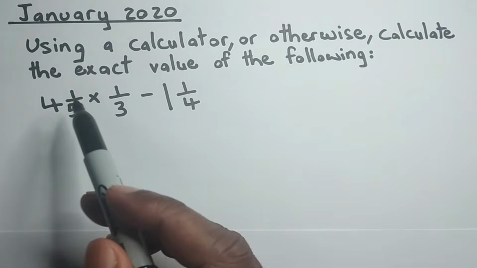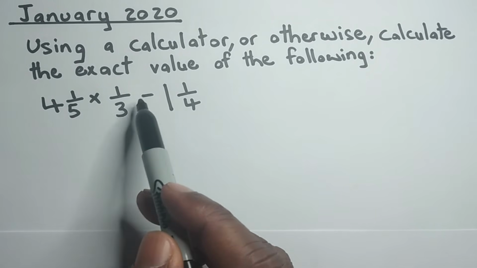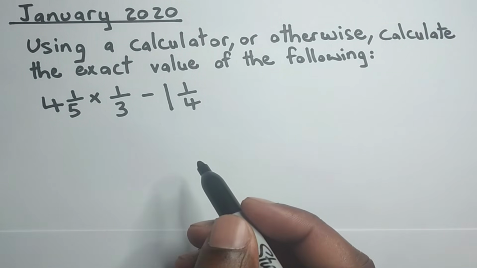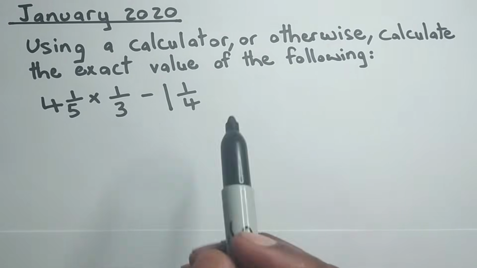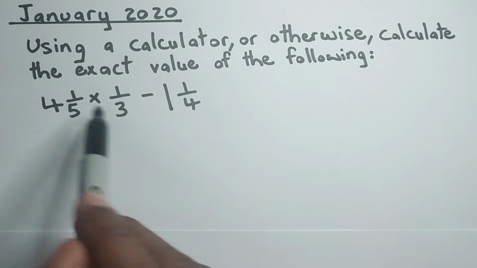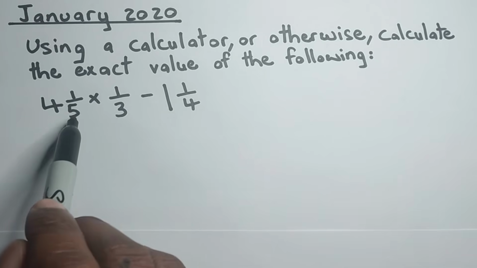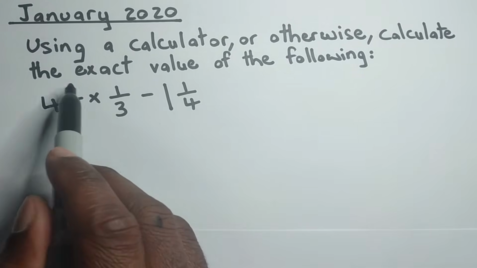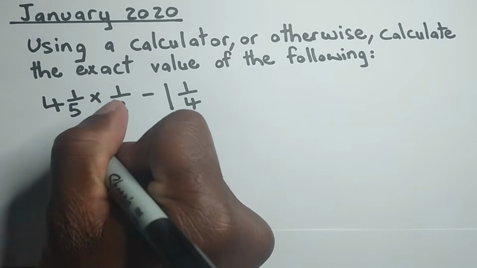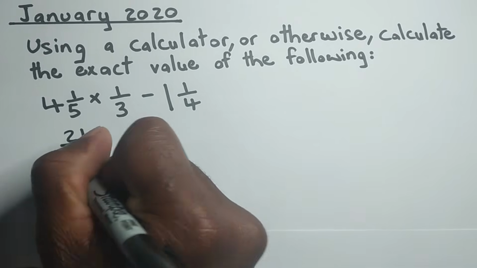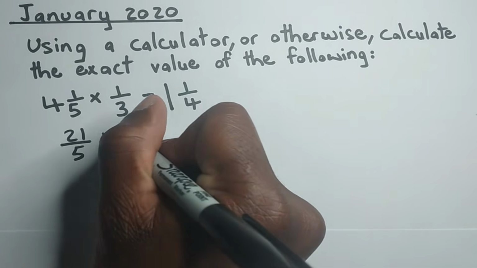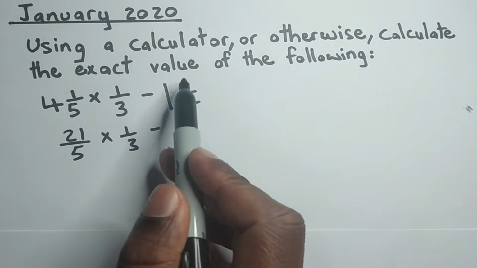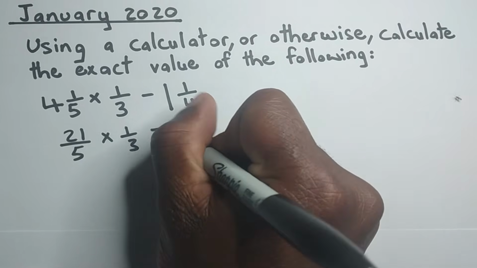Alright, so we have 4 and 1 over 5 times 1 over 3 minus 1 and 1 over 4. Now what we're going to do is to convert the mixed fractions to improper fractions, and we have 2 here. So 4 and 1 over 5, again we'll multiply the whole number by the denominator, and then we'll add the result to the numerator. So 4 times 5, that's 20, plus 1, that's 21. So we have 21 and we keep the same denominator. 21 over 5 times 1 over 3 minus, again we do the same thing, 1 times 4, that's 4, plus 1, that's 5 over 4.